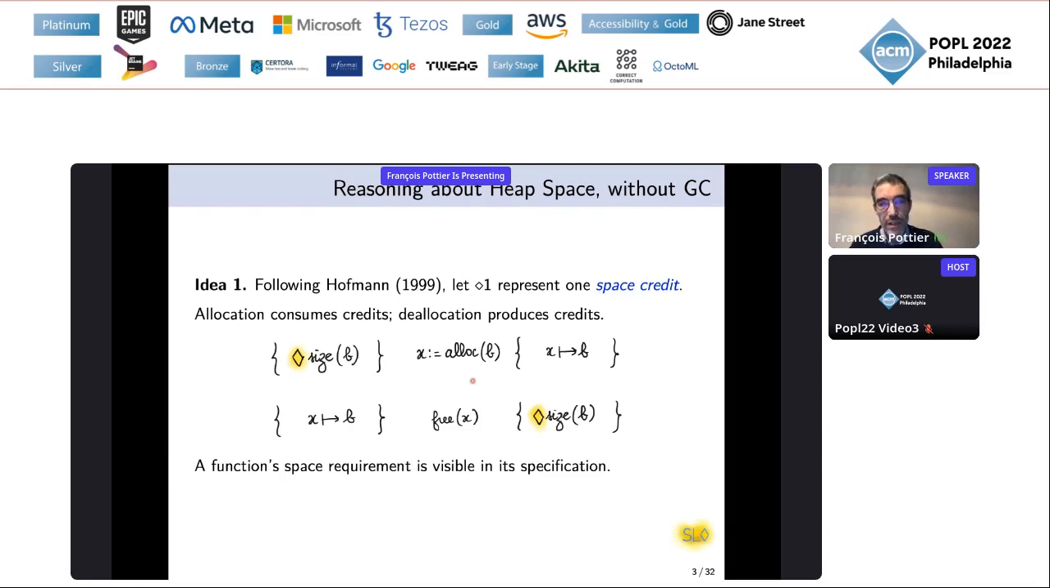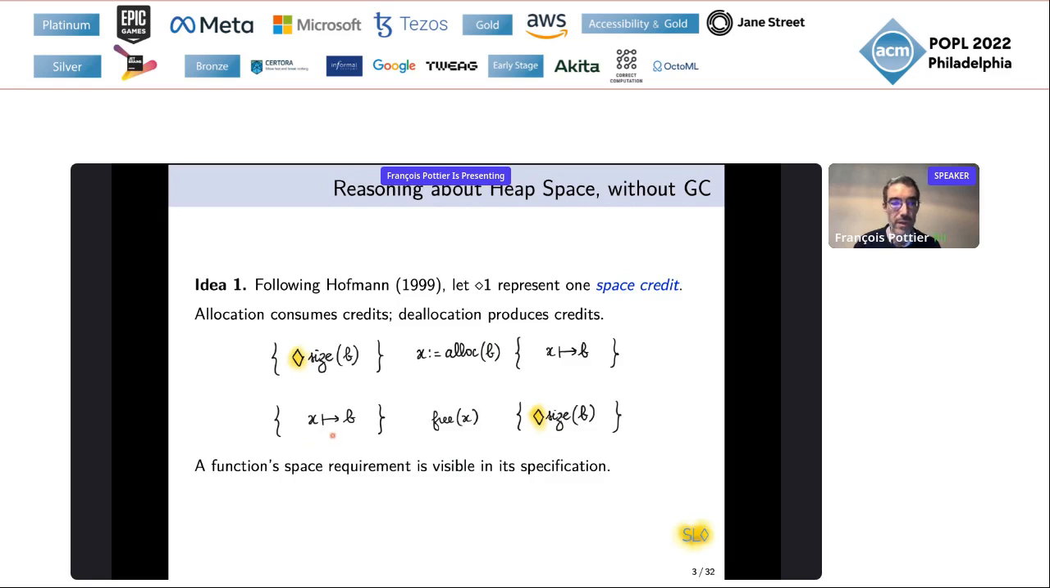So with this in mind, in the absence of garbage collection for now, you can give specifications to the two operations alloc and free, which allocate and destroy memory blocks. In its precondition, alloc will require a number of space credits. Size of B is the size of the block that you want to allocate. So alloc consumes these space credits, and in its postcondition, it produces, as usual, a unique ownership of the new block. And symmetrically, free has the opposite behavior. It consumes the unique permission to access the block B at address X, and in return, it will produce space credits again.